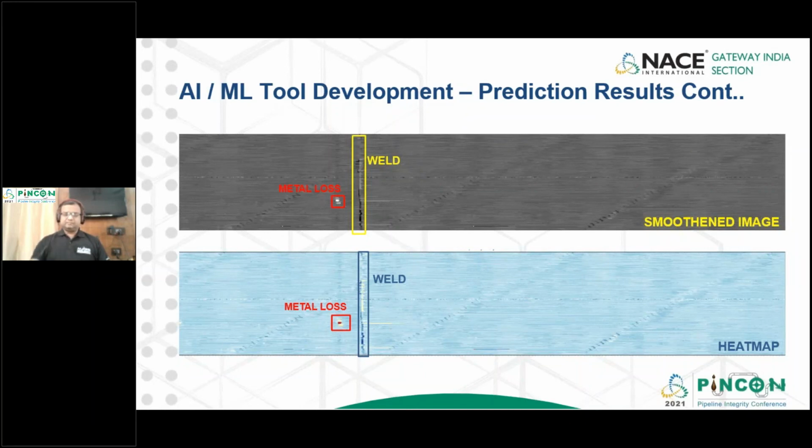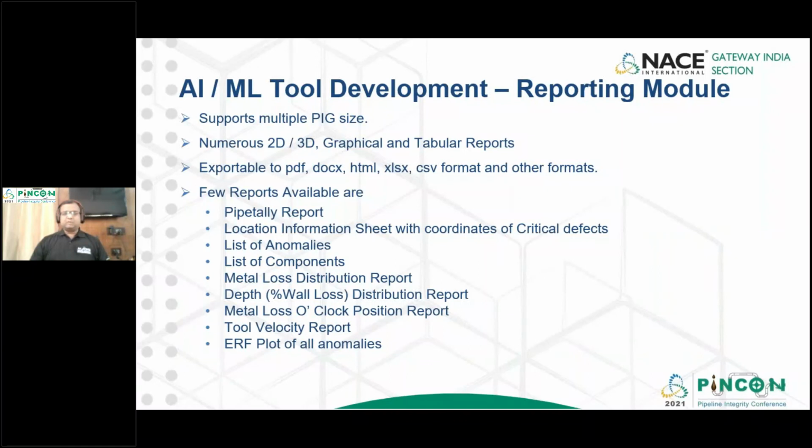When we talk about the reporting module of the AI engine, it has numerous reports, both graphical as well as tabular. The engine supports multiple pipe sizes, right from 12 inches to 48 inches, and the reports can be exported into different formats. The operators can directly pull out different reports once the analysis is done. Reports like pipe tally reports, location information sheets, list of anomalies and components, metal loss distribution, percentage wall loss, etc., and many more can be generated.